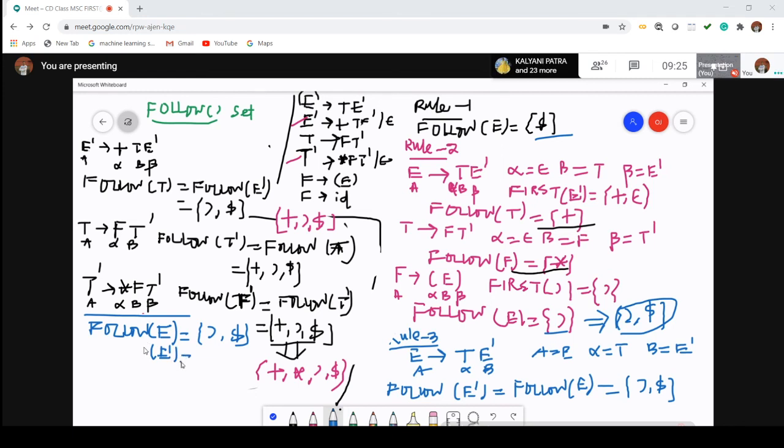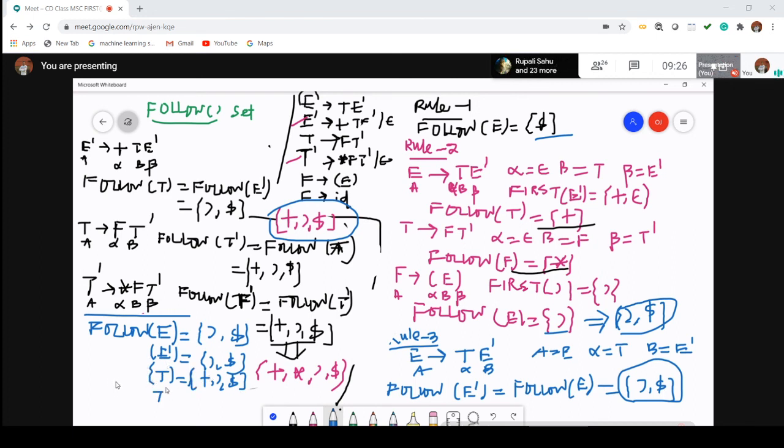Follow of E dash. What is the value we get in the follow of E dash? It is again the same, you can check over here: the value of follow of E dash is equal to right parenthesis and dollar. Same, right parenthesis and a dollar. Completed. Follow set is only calculated for the non-terminal symbol. Follow of T. Which value do we get in follow of T? Plus, right parenthesis and dollar, equal to plus, dollar and right parenthesis. Okay, T is completed.